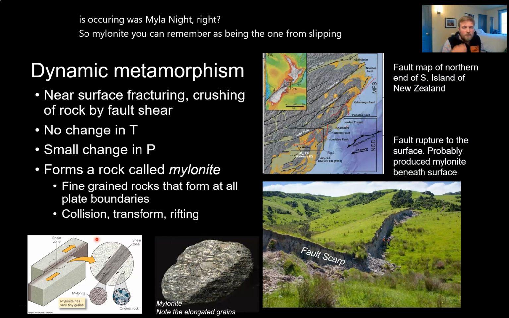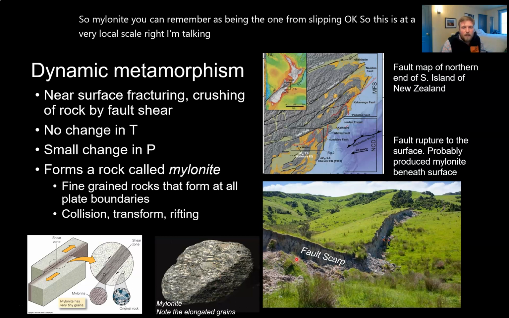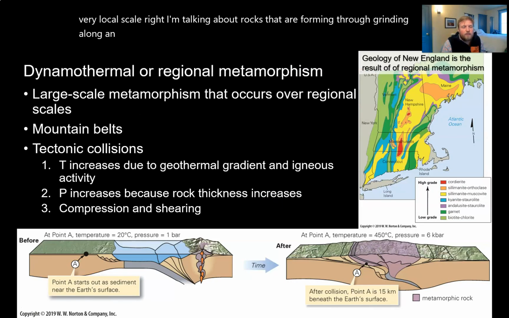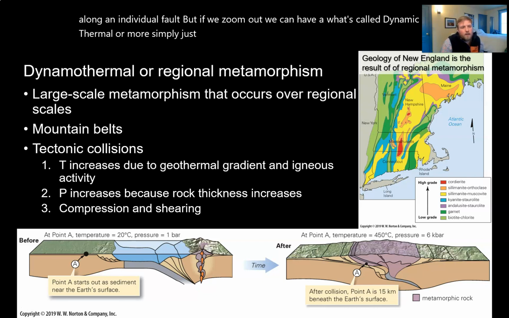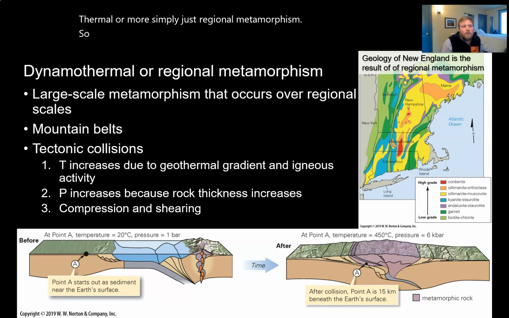So this is at a very local scale, right? I'm talking about rocks that are forming through grinding along an individual fault. But if we zoom out, we can have what's called dynamothermal, or more simply just regional metamorphism. So this is what happens over large areas from like a tectonic collision. So mountain belts in general, right?